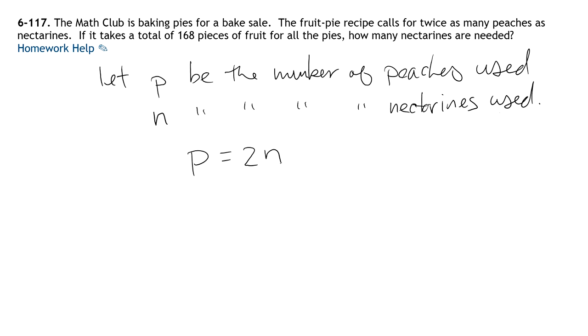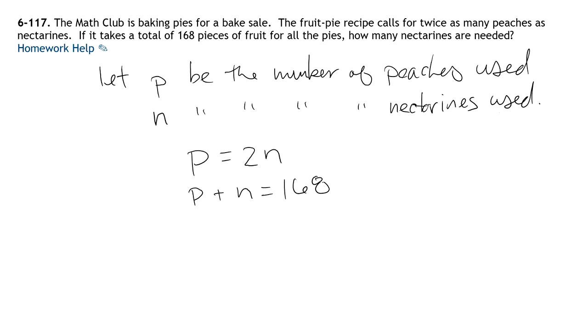So the fruit pie calls for twice as many peaches as nectarines. So if I need five nectarines, that would necessitate 10 peaches, right? 10 nectarines would require 20 peaches. So you can see P, the number of peaches, is twice the number of nectarines. And the other equation is it's a total of 168 pieces of fruit for all the pies. So if I add the number of peaches plus the number of nectarines, it is 168.